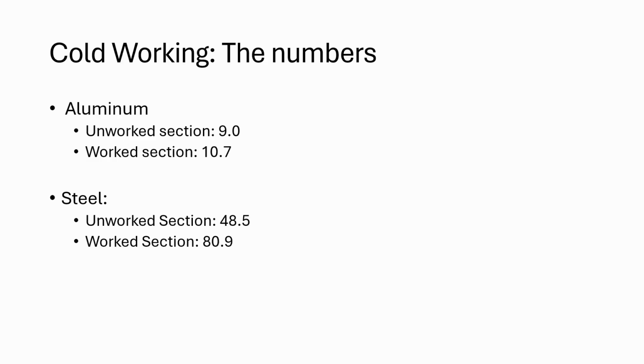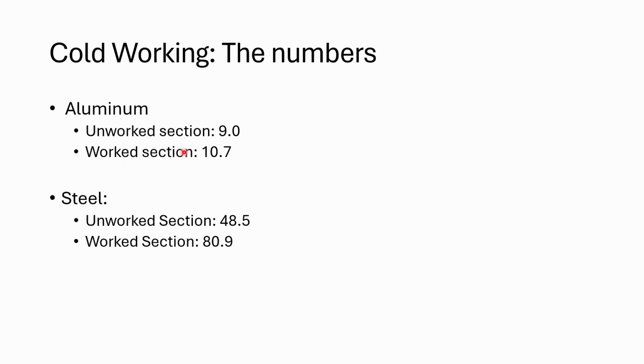The numbers behind cold working. So we took two test strips and put them under a tensile test. And we tested the hardness at the unworked section, the part that was unfazed by the tensile testing, and then the worked section, which is where the necking happened and there were some plastic deformations.